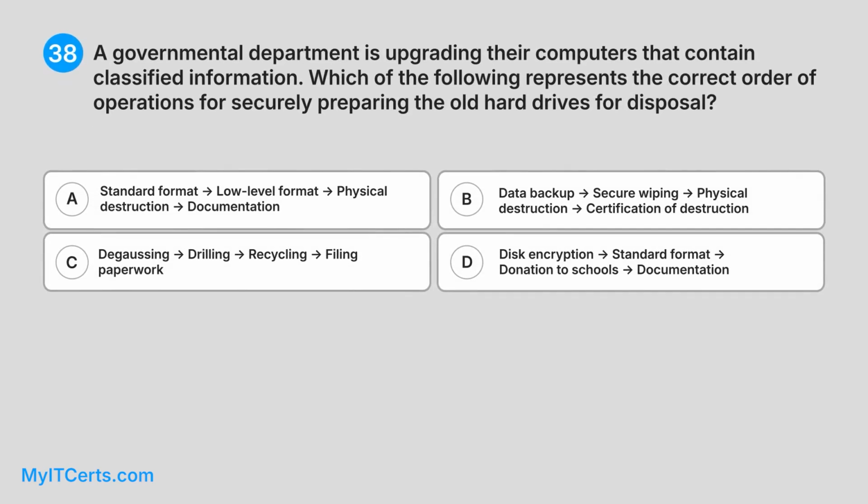A governmental department is upgrading their computers that contain classified information. Which of the following represents the correct order of operations for securely preparing the old hard drives for disposal? A. Standard format, low-level format, physical destruction, documentation.